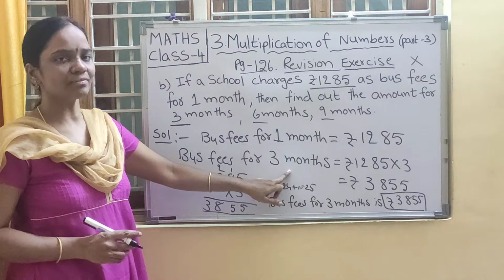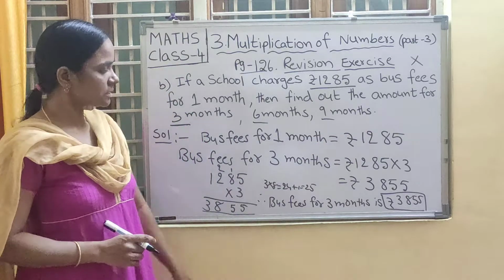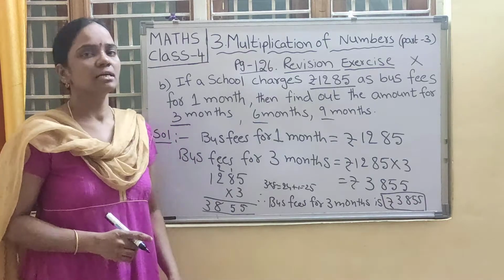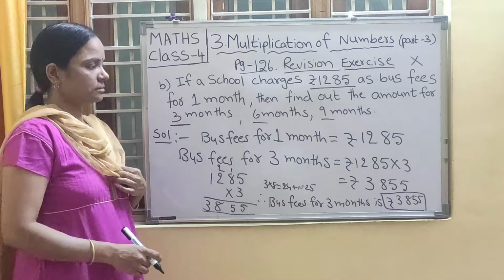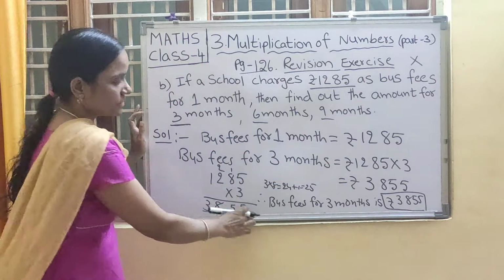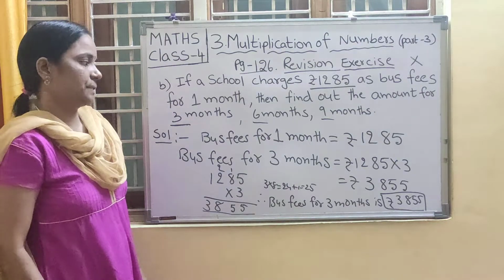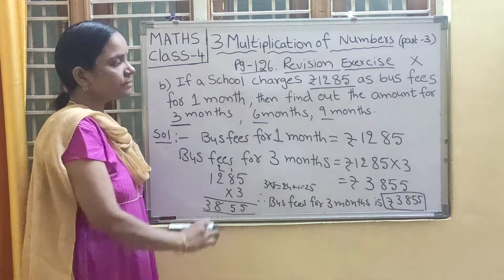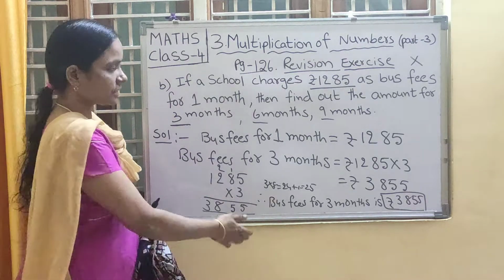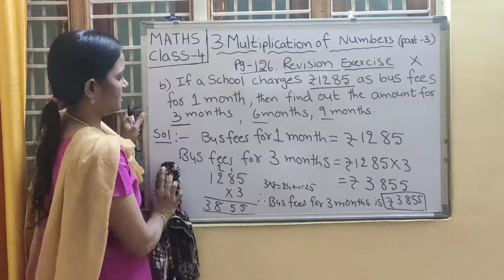Problem is not completed. We have to find out for 6 months and then for 9 months also. First, up to here note down, children, then we will go for the 6 months and 9 months. Note it down, children. Bus fees for 1 month is 1285 rupees. Bus fees for 3 months is 3,855 rupees. Yeah, you can pause the video and note it. Next, after this, note it down up to here.